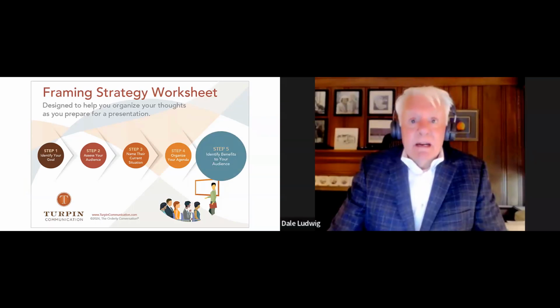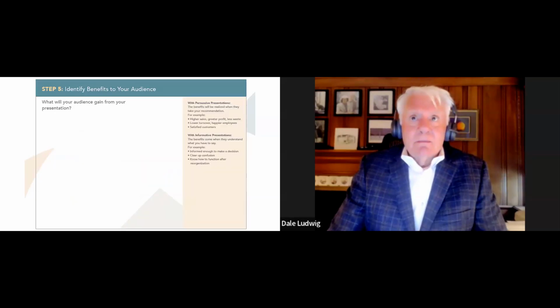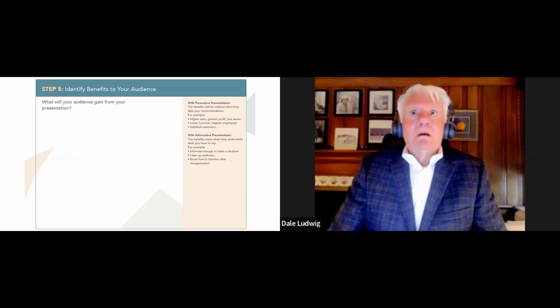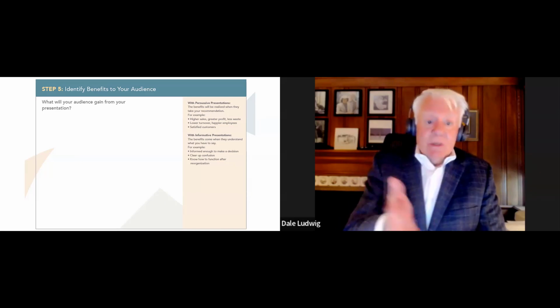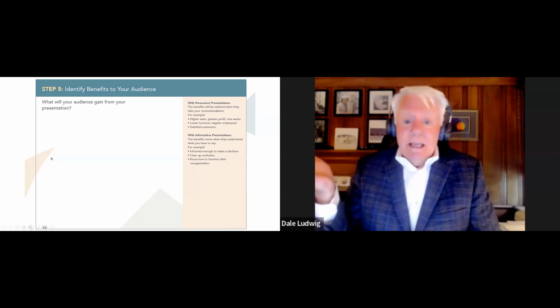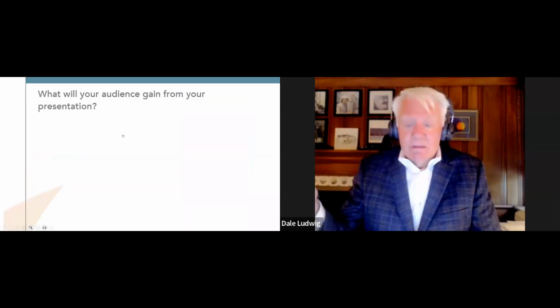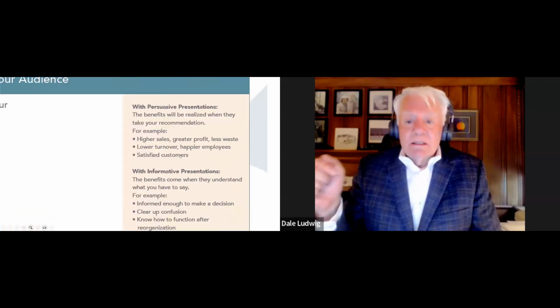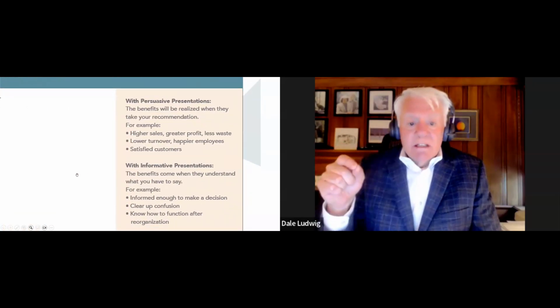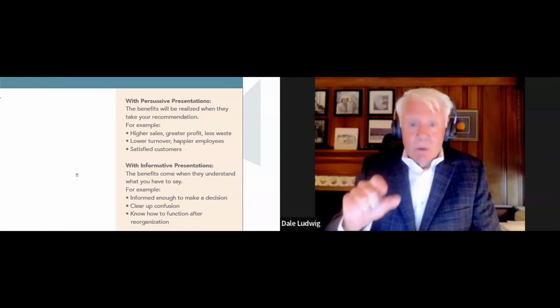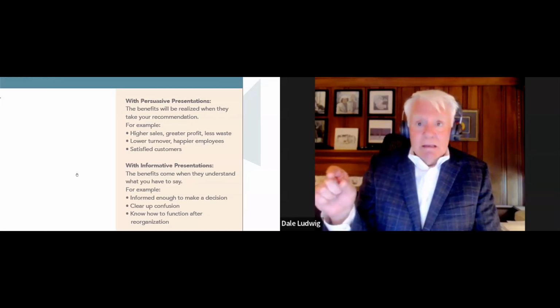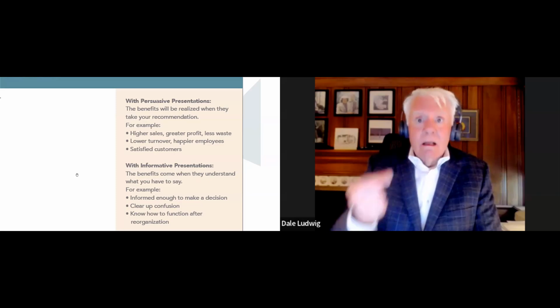Step 5, identify the benefits to your audience. This one is about talking clearly about what the takeaways are for them. So as you can see on the left, what will your audience gain from this presentation? And then if we look at the details on the right, we can see with persuasive presentations, the benefits will be realized when they take your recommendation. In other words, you're trying to sell them on something and they buy it.